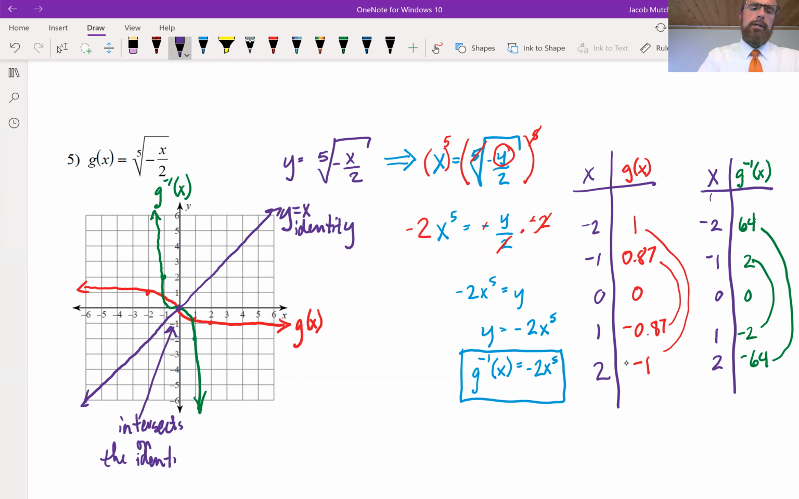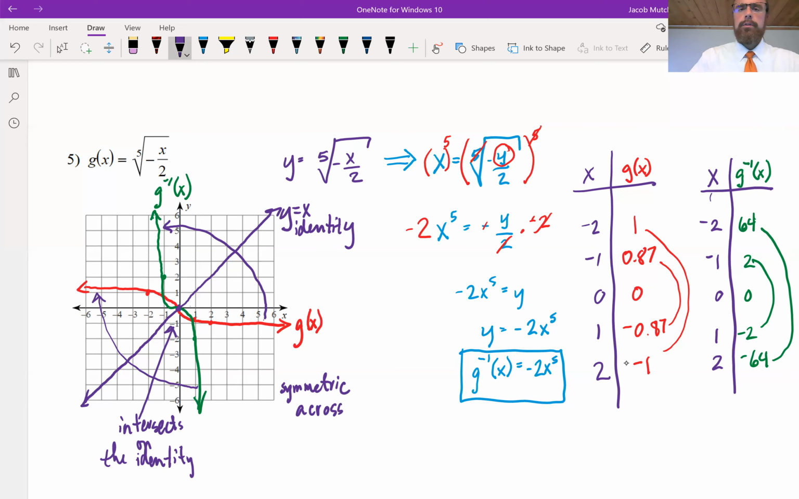The second key trait that we're looking for in pairs of inverses is reflection over the identity. So if I took the original and reflected it over the identity, this red graph would lie directly on top of that green graph. Same thing down below. If I reflected the inverse across the identity, its green branch there would land directly on the red branch. So we see also that it's symmetric across the identity.